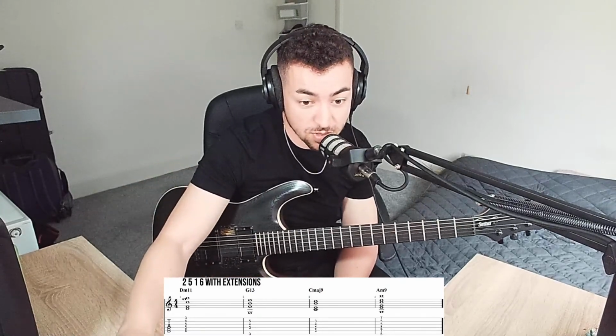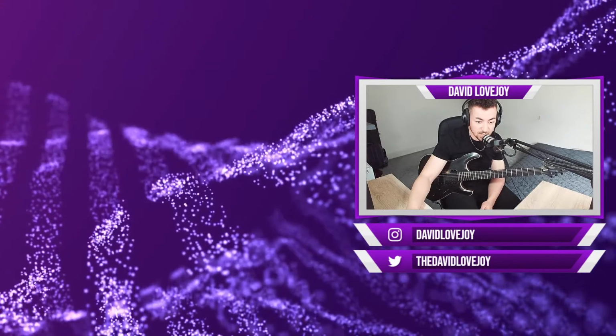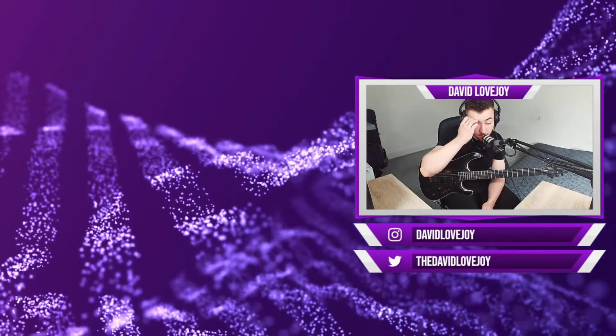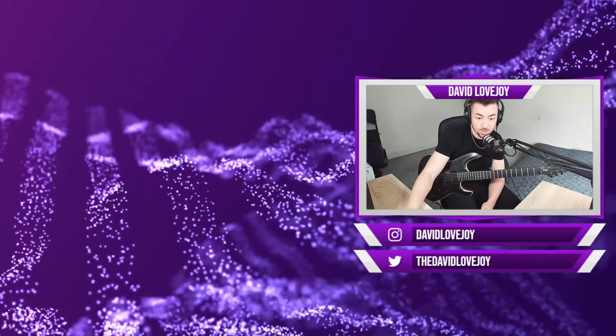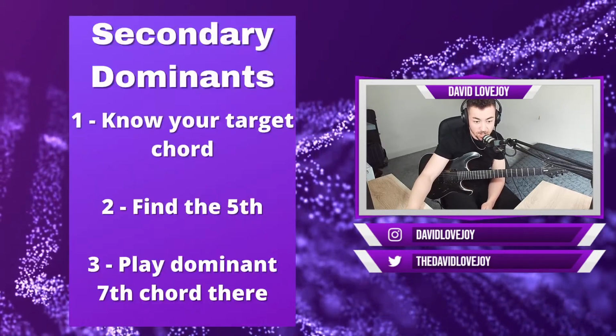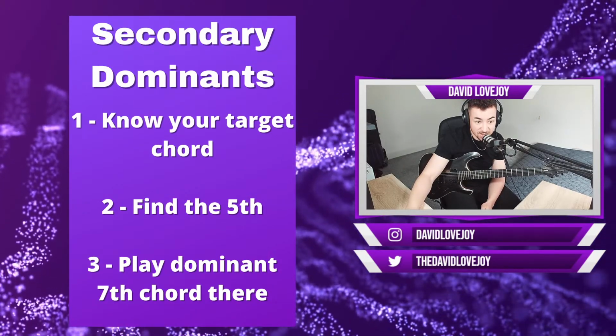Okay, step number 3. What is step number 3? Step number 3 is passing chords. That's it. So let's take a look at a couple of different passing chords we can use in our chord progressions. So the first type of passing chord we can use is the secondary dominant. I've talked about these loads on my channel. So let's take a look at the 3 steps for playing secondary dominant chords.